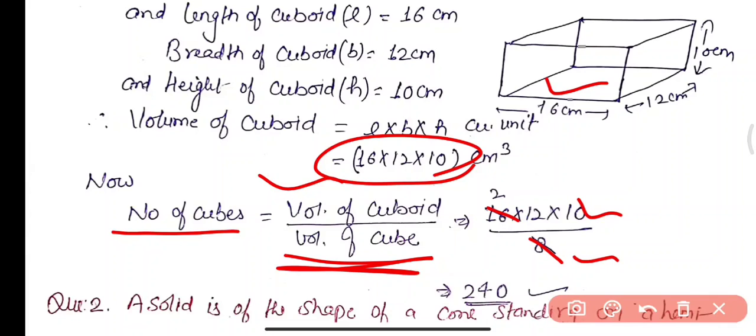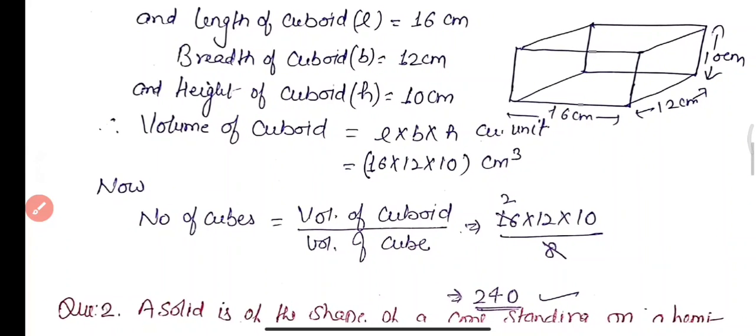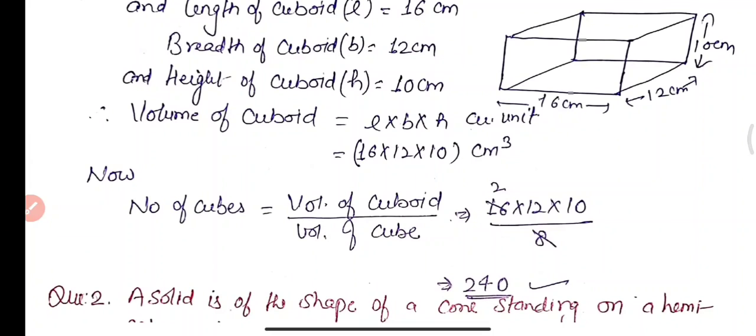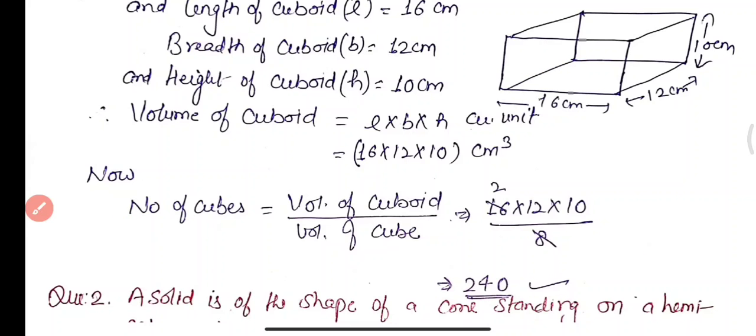So 8 2s are 16. So now 2 into 12 becomes 24, 24 into 10 becomes 240. So 240 cubes can be cut from the given cuboid. From this cuboid you can cut 240 cubes, each having a side of 2 centimeter. So the number of cubes to be cut equals 240. So this is all about question number 1.